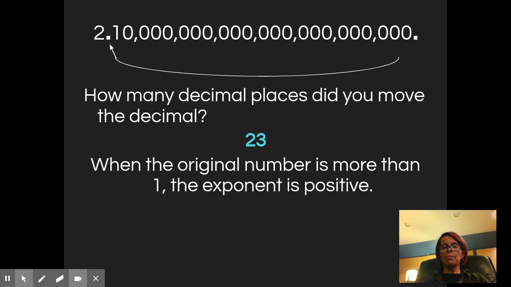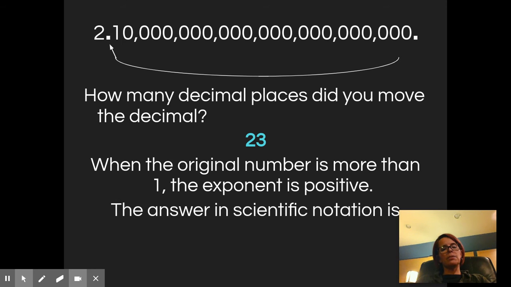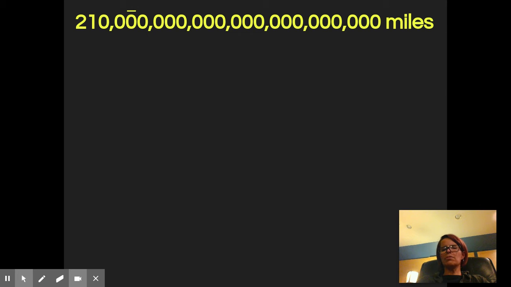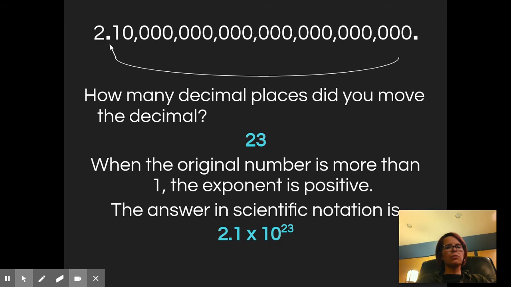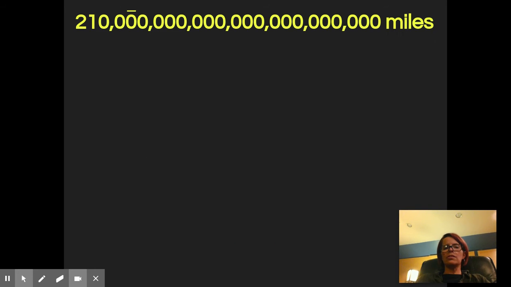When the original number, which was 210 gazillion, is more than 1, then we say the exponent is positive. So the answer when we write it in scientific notation is just 2.1 times 10 to the 23rd. But here's the issue I have. What if one of those zeros or more than one of those zeros was actually significant? The way we wrote it here, we implied that this entire number was rounded off and the only two significant figures were the 2 and the 1. That's it. So what if some of those zeros are actually significant?